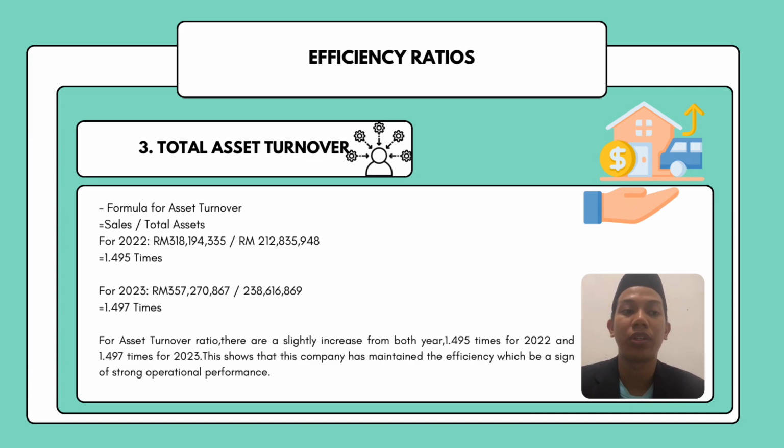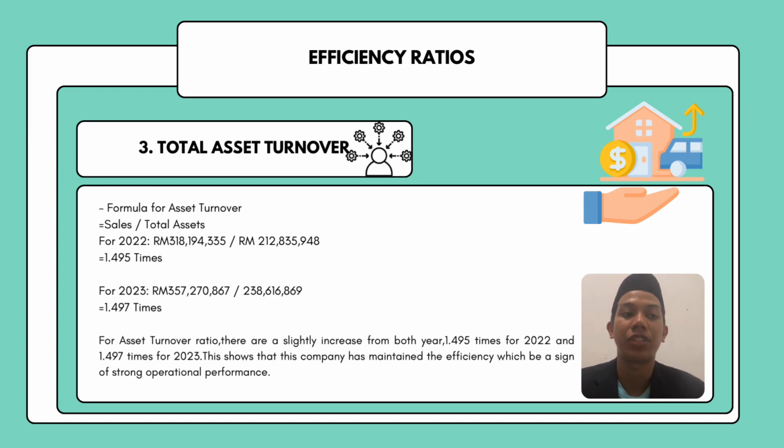For 2023, we have RM 357,270,867 divided by RM 238,660,869, which equals 1.497.